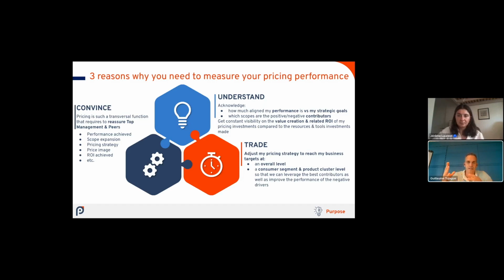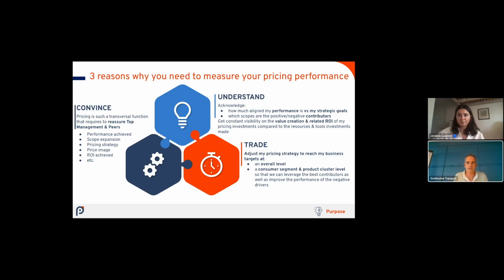The second element in the understanding is the capability to understand who are the good and the bad students, let's say, which means which are the positive and the negative contributors to my overall objective and goals. The third element within this understanding is, of course, the capability to understand if we are performing positively in terms of ROI versus all of the investments we made. We are making various investments in pricing, resources, tools, software, infrastructure, and so on. So we need to be able to understand if overall it was a valid investment or not. So all of this is the understanding.